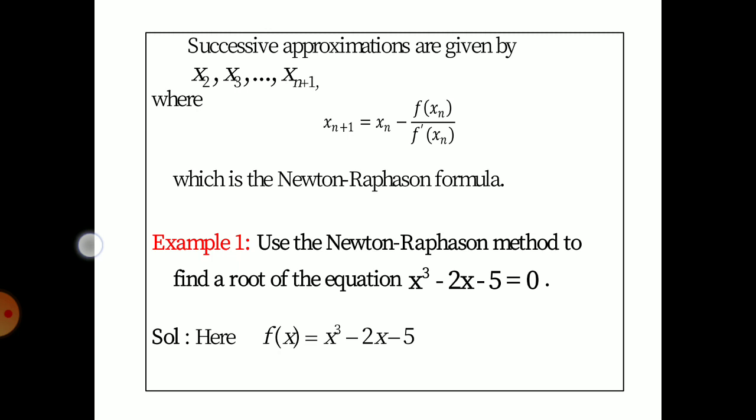In this formula, if we put n equals 0, we get the first approximate root, that is x1 equals x0 minus f of x0 divided by f dash of x0. If we put n equals 1, we get x2 equals x1 minus f of x1 divided by f dash of x1. Similarly, x3 equals x2 minus f of x2 divided by f dash of x2.